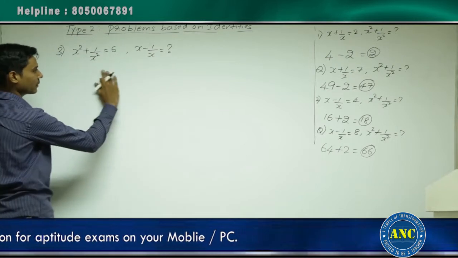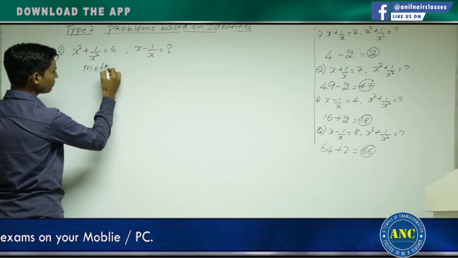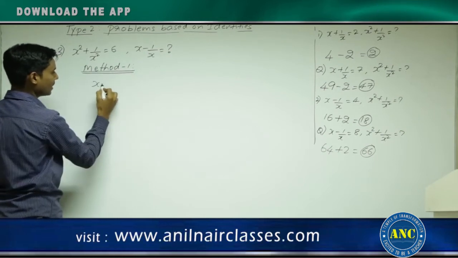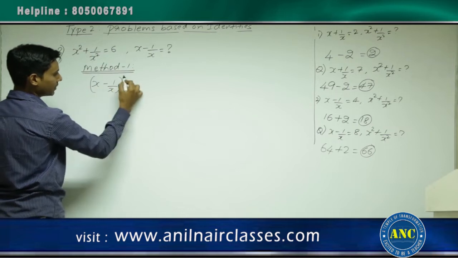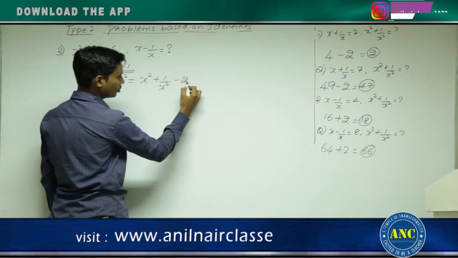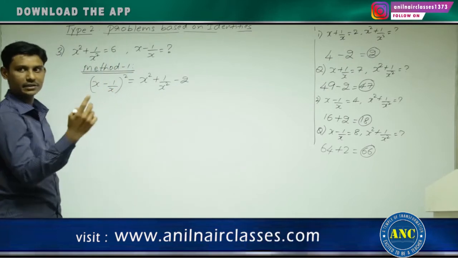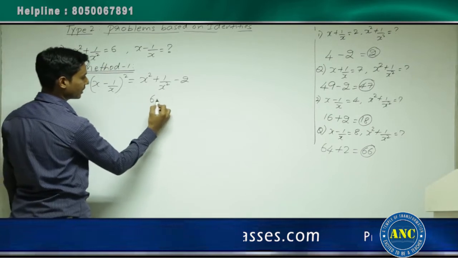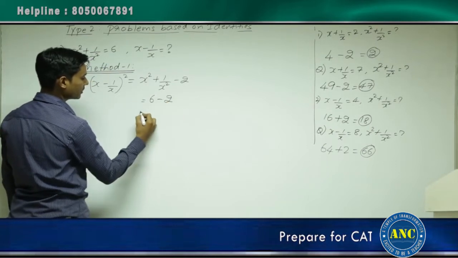If I use the generic method, method 1, they are asking you to find the value of x minus 1 by x. If I square it, I will get a square plus b square minus 2 into x into 1 by x. x into 1 by x will cancel, right? Now, this value is given in the question as 6. 6 minus 2 is nothing but 4.